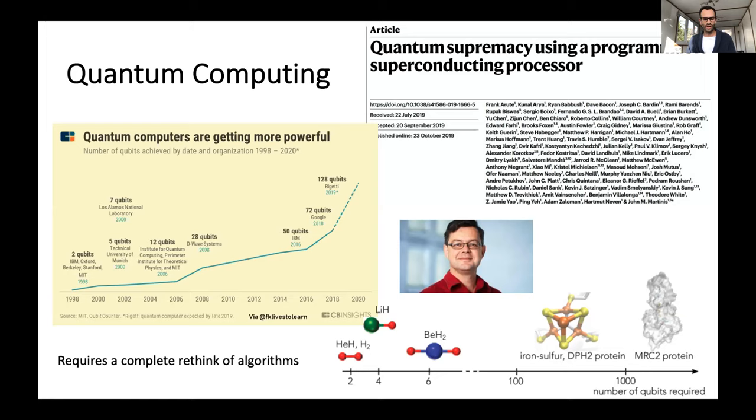Currently we're limited to very small systems of just two or three atoms. But last year quantum supremacy was achieved, and now there is at least a demonstration of a single example where they were able to solve a problem that could not be done on classical computers. But the key thing is that it requires a complete rethink of all the algorithms that we take for granted on classical computers. There's no LAPACK for quantum computers. Quantum computers are incredibly limited.